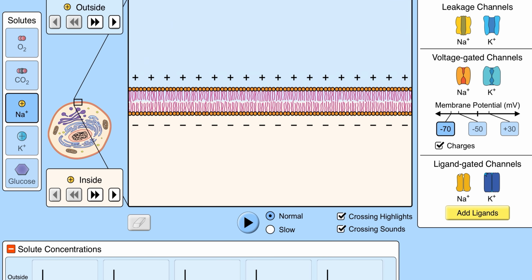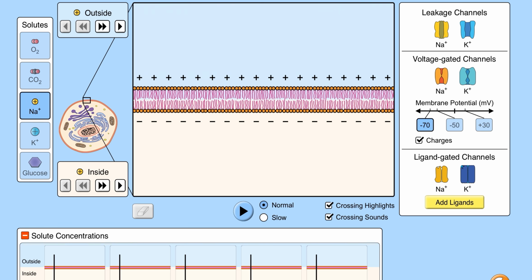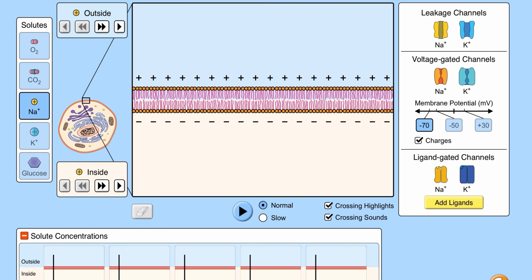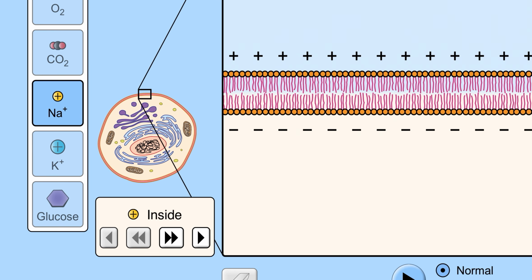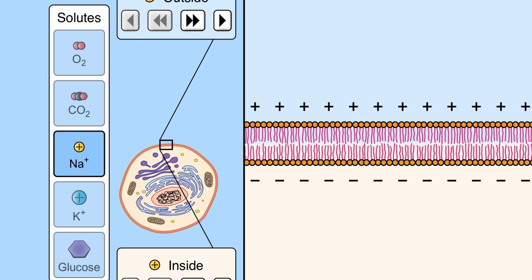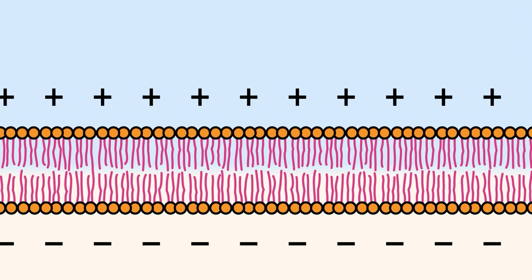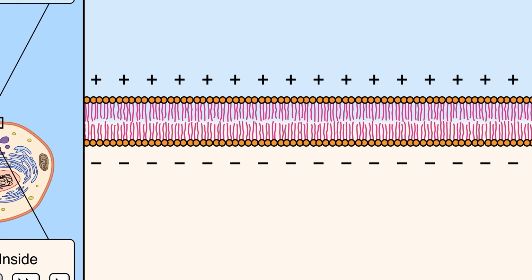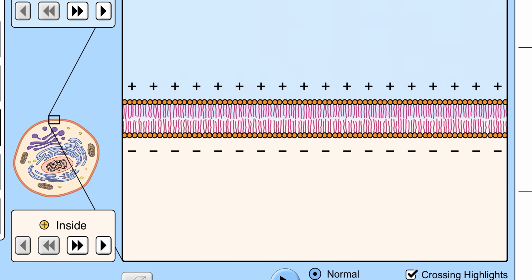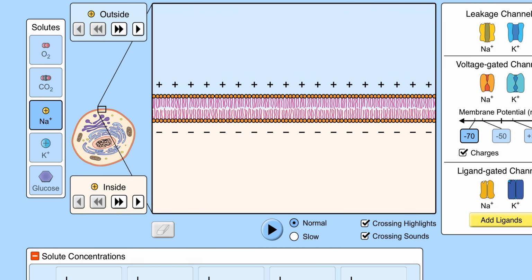In the previous video we learned about simple diffusion. Here in facilitated diffusion, unlike simple diffusion where tiny molecules like oxygen or carbon dioxide slip right through the bilipid layer, some molecules like sodium ion and potassium ion, which are charged, need a little help. They need a doorway. That's where these membrane proteins come in.